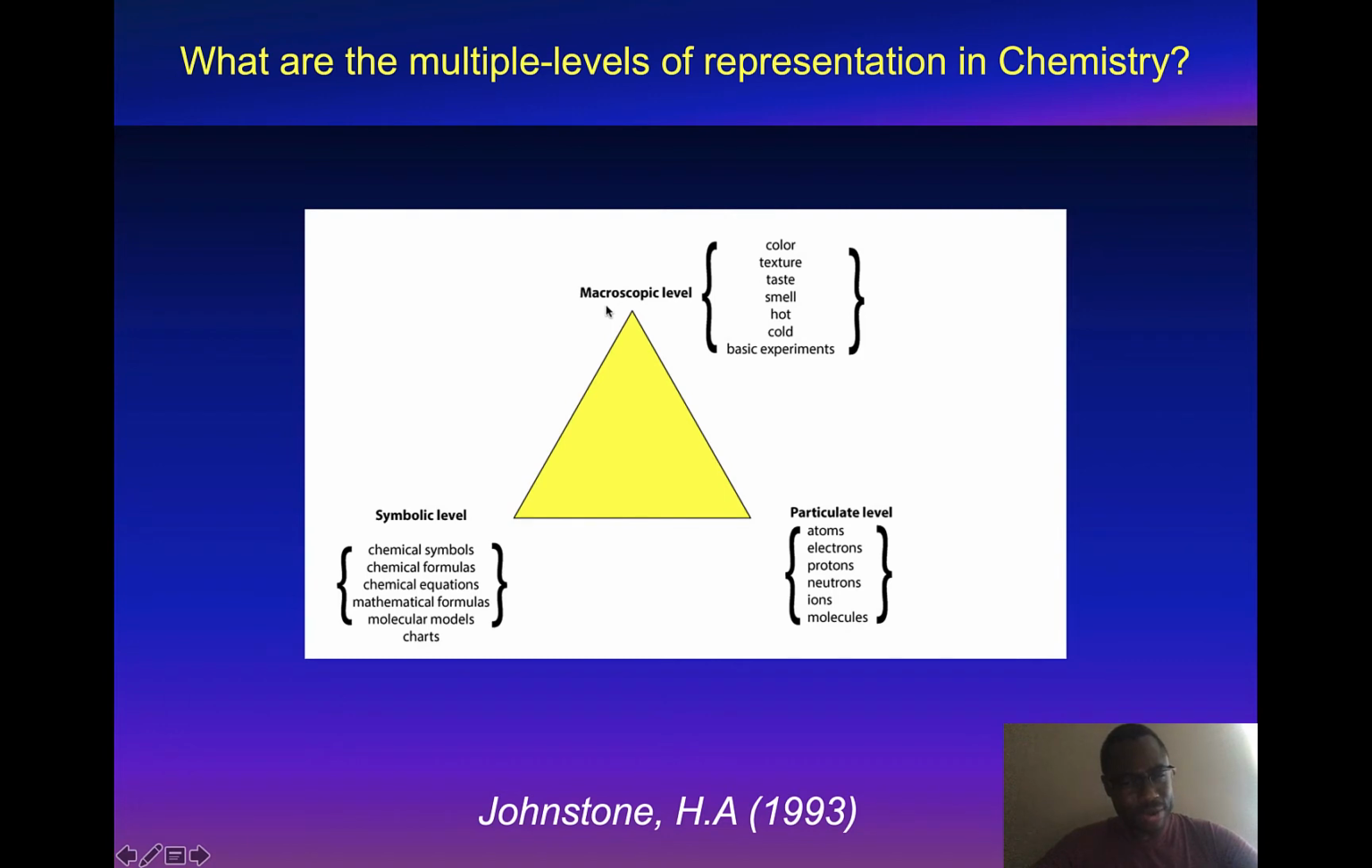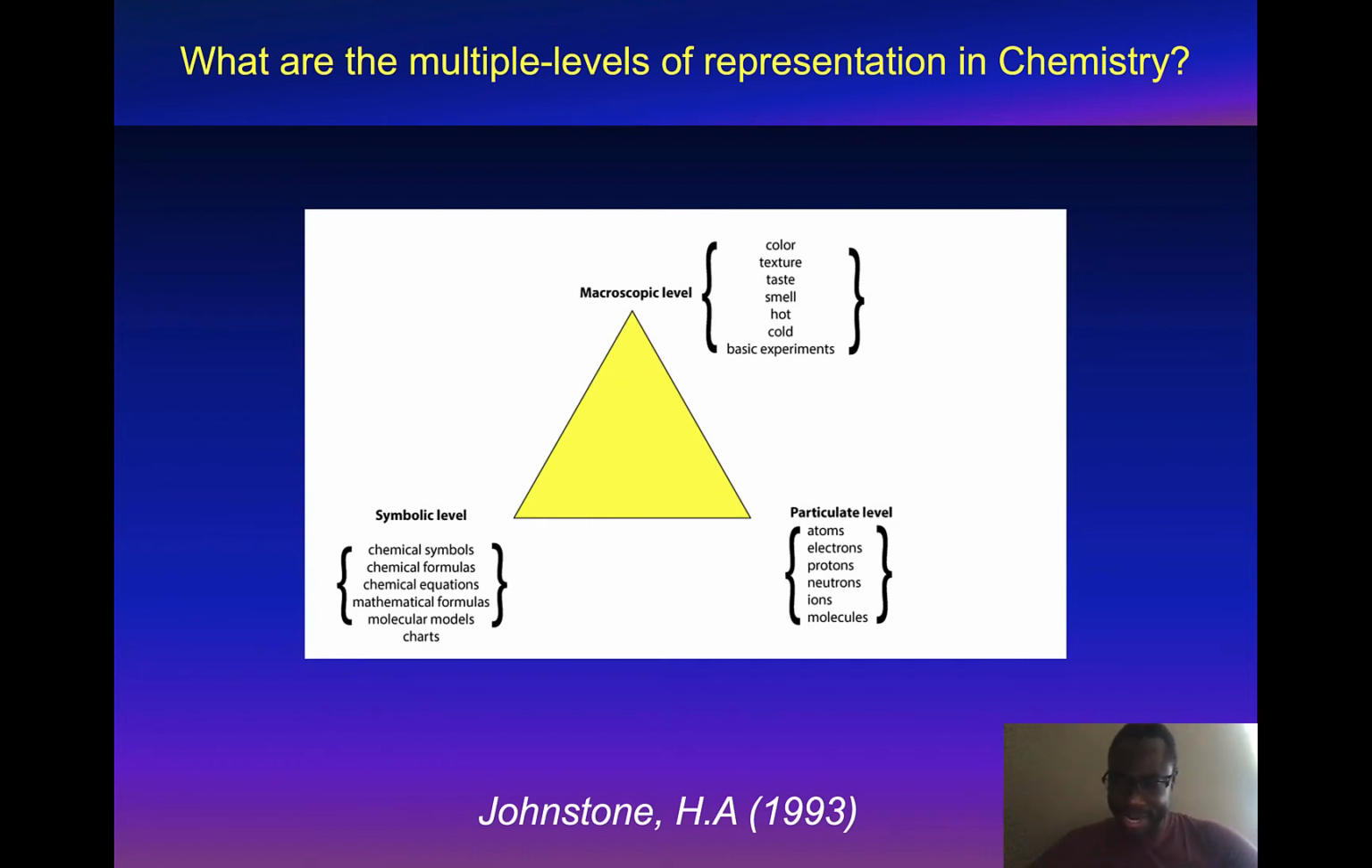So what is the microscopic level? The microscopic level describes the properties of things we can perceive with our senses. So what are our senses? Our senses include sight, smell, taste, touch, and hearing. And what are examples of things we can perceive with our senses? Examples include color, texture, taste, smell, hot, cold, heavy, light, pressure, mass, and so on.